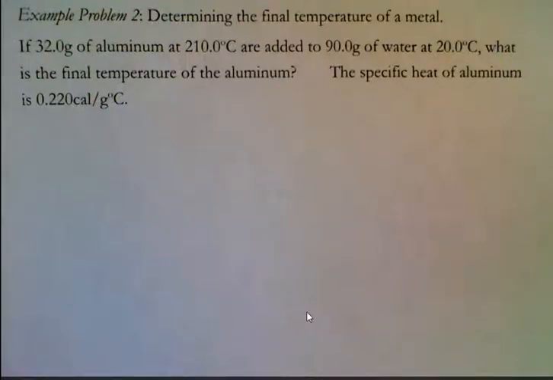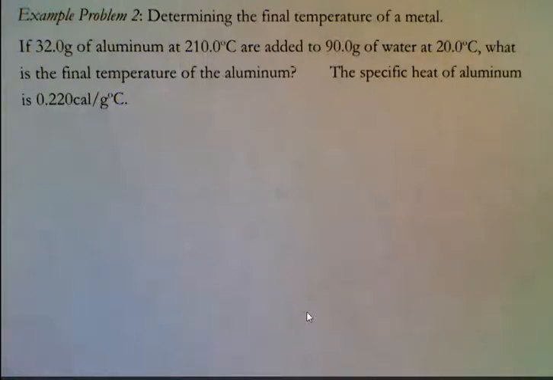This is the second example problem that's at the end of the reading packet. We are going to determine the final temperature of a metal. Out of all the calorimetry problems, these are probably the most difficult. The algebra on these is definitely the most skill-intensive set of algebra, and that's why sometimes students find these difficult.